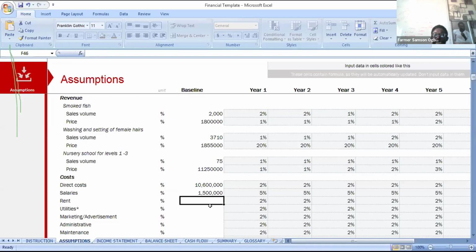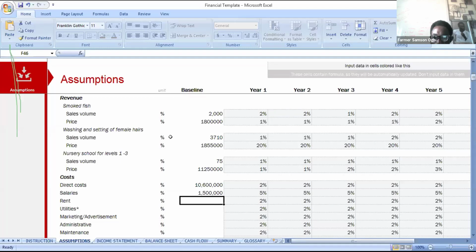How much are you paying for rent? We need to know. Remember that all of these things we are calculating are based on yearly income, yearly expenditure. Can you throw more light on direct cost?